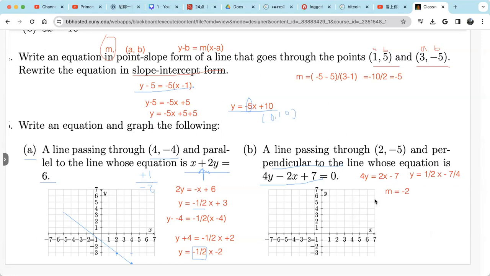Once we have negative 2, we use point slope form. We do y minus negative 5, become y plus 5, equals negative 2 times x minus 2. If we want to simplify a little bit, we can simplify to slope intercept form. So y equals negative 2x. Well, negative 2 times negative 2 is positive 4. Positive 4 minus 5 is minus 1. So the equation of the line we're looking for is y equals negative 2x minus 1.